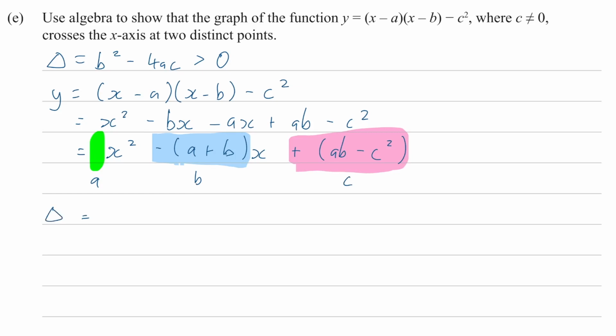So b squared, so big brackets, minus bracket a plus b, bracket, lots of brackets, but that's to include the negative sign there, squared, minus 4 times a, which was 1, right, the green highlighted bit, which is implied 1, times c, ab minus c squared. Now we can expand, simplify.